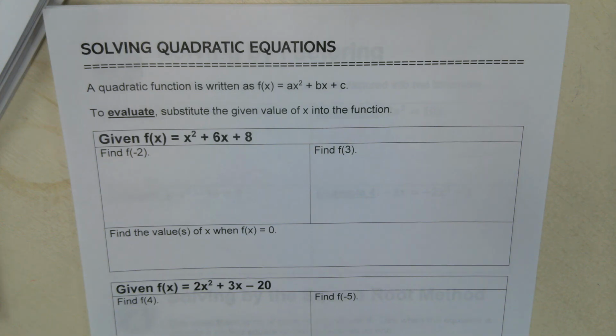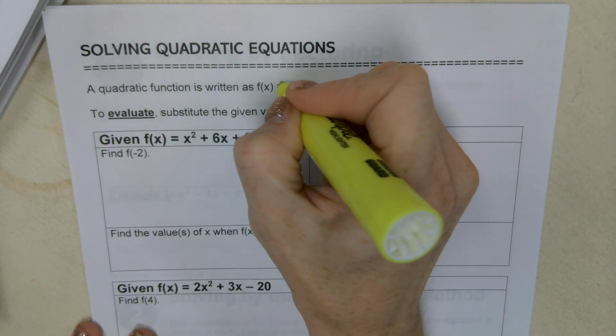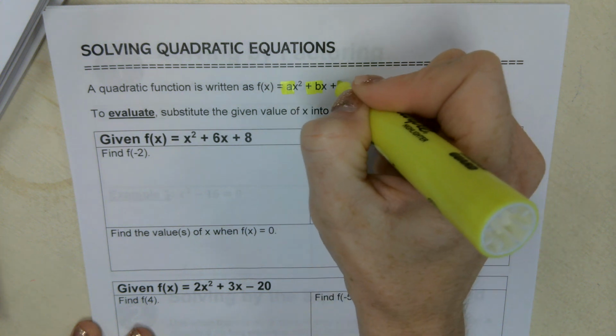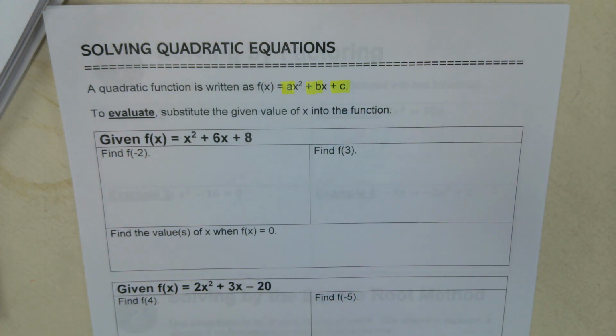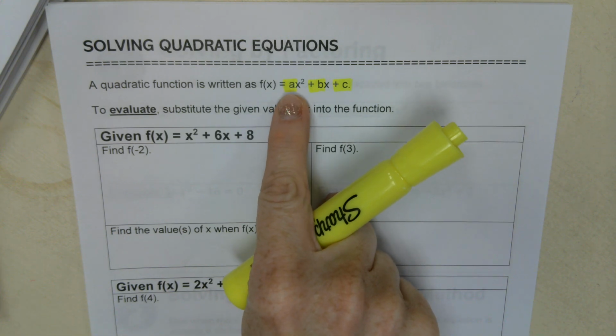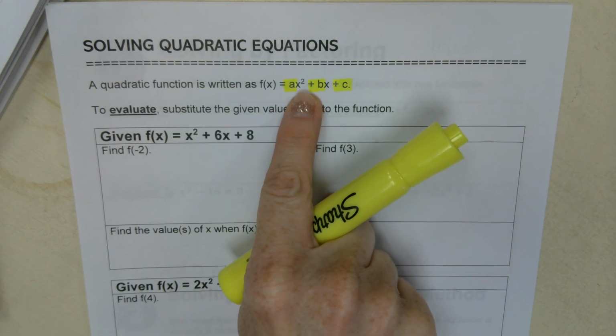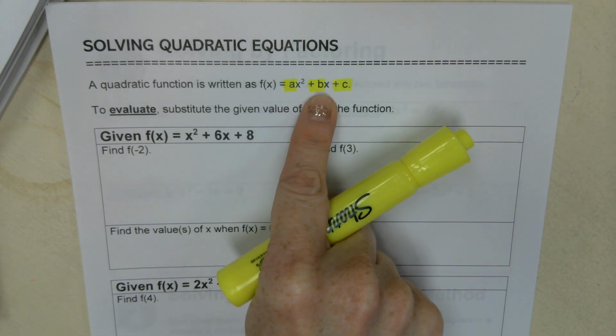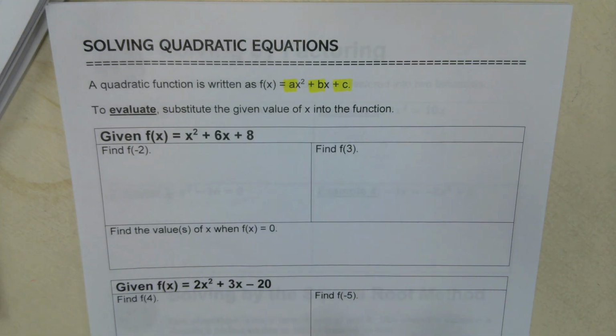The first thing I want to remind you is that these coefficients, A, B, and C, are always paired how you see them. Your A value goes in front of x squared. Your B value is the coefficient of x, and your C value is your constant.